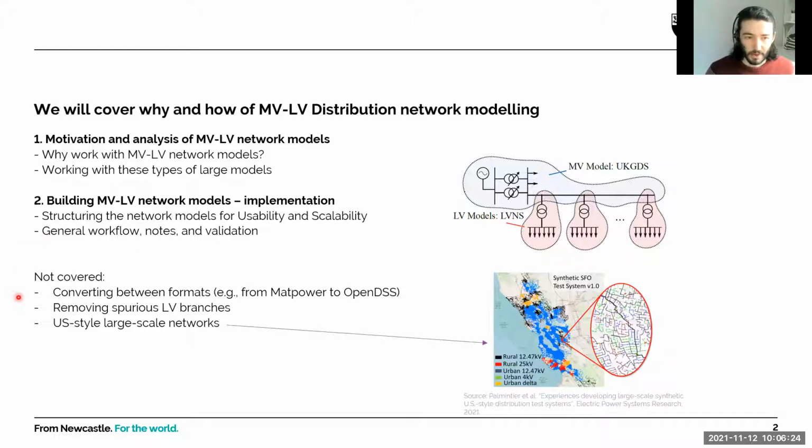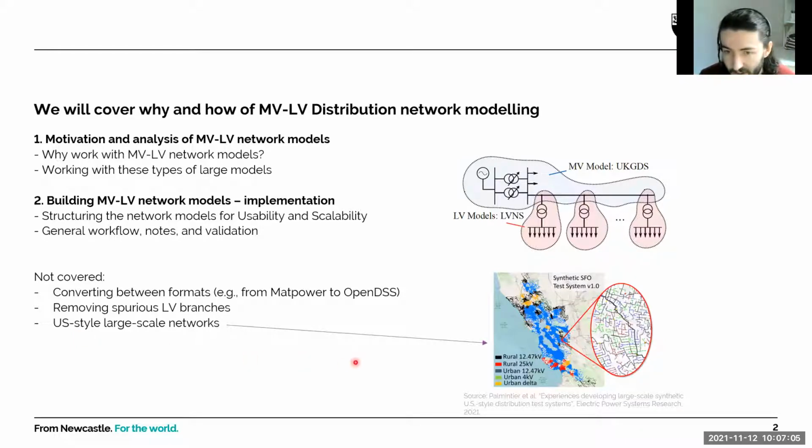There are a few things which I won't talk about. I won't talk about how to convert from MapPower to OpenDSS, or between different file formats, which is something I had to do as part of this. Again, in the PowerTech paper, we talked about splicing the LV distribution network models to reduce the number of nodes so that you can run these models. It turns out you can reduce the size of the models by about a factor of 5, which makes a huge amount of difference. I'll also be focusing on European style networks, and won't talk about United States style networks.